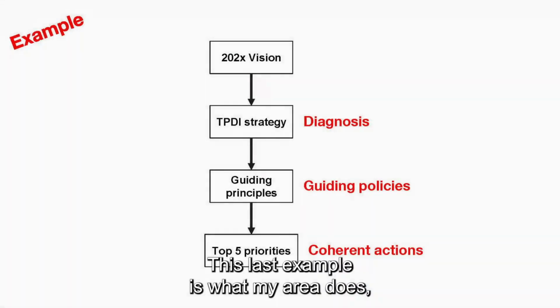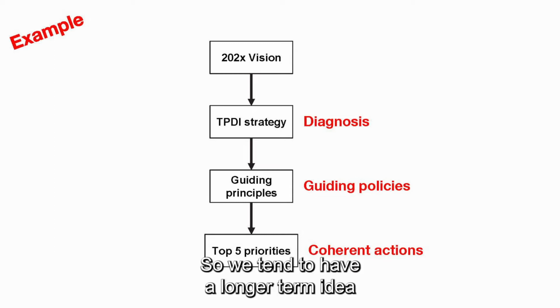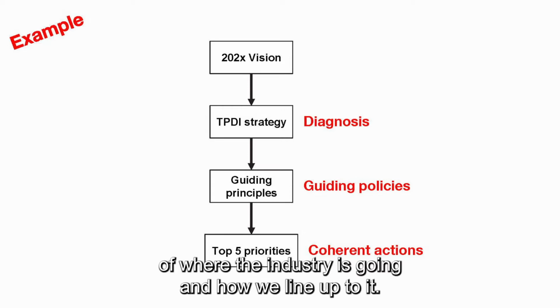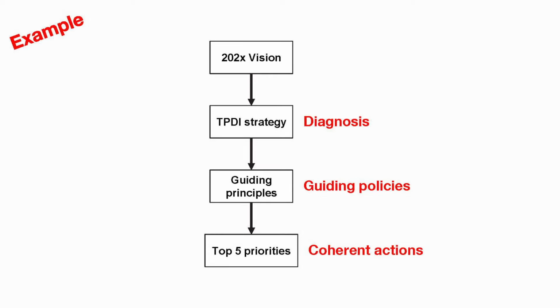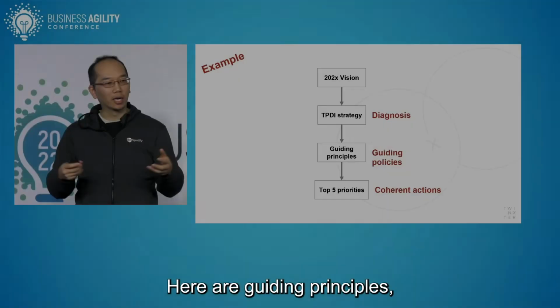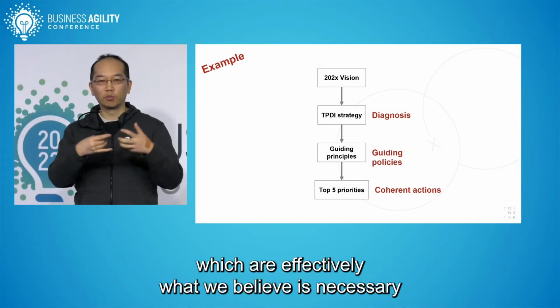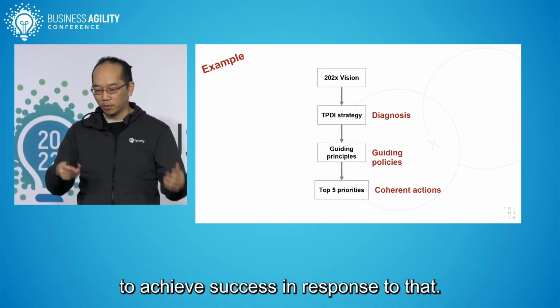Okay, this last example is sort of what my area does, and I work in advertising, advertising technology, advertising R&D. So we tend to have a longer term idea of where the industry is going and how we line up to it. Here's an expression of strategy, which is cross-disciplinary, so from a technology, product, design, insights perspective, here are guiding principles, which are effectively what we believe is necessary to achieve success in response to that.